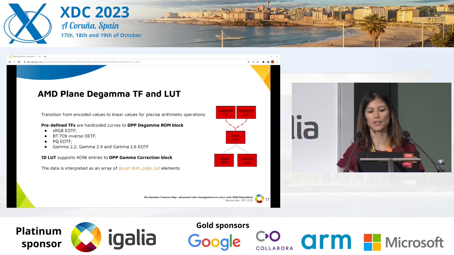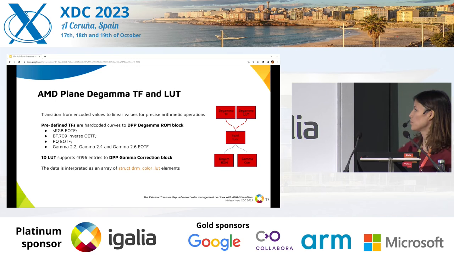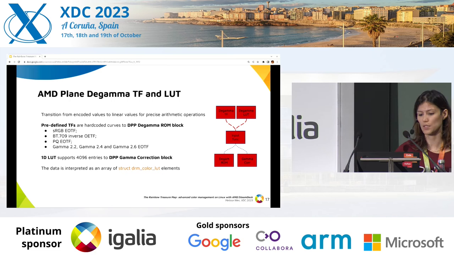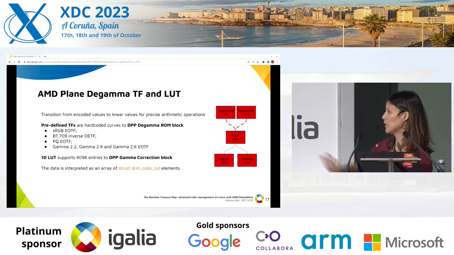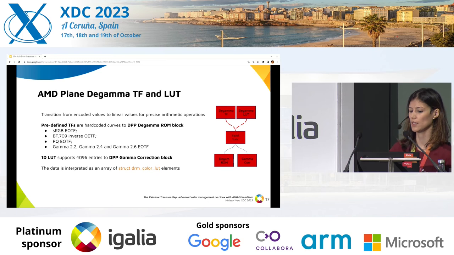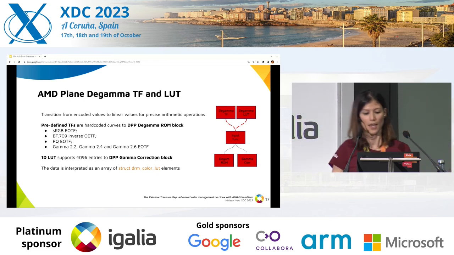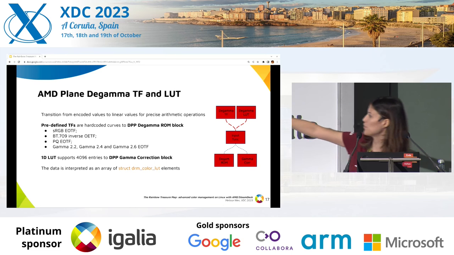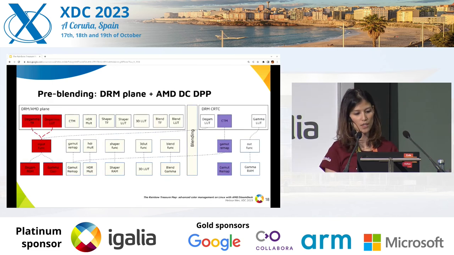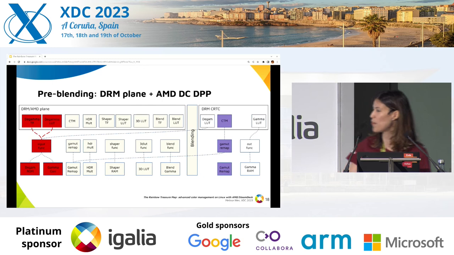So the predefined transfer function is a hard-coded curve that goes to the DGAMMA ROM block. And this is the list of the transfer functions that the driver supports for this block. We also have a one-dimensional LUT that has the usual size of a 1D LUT in the DRM subsystem, that is 4096. And it's an array of DRM color LUT elements that goes to a different block in the hardware, the DPP gamma correction block. Then, finally, we have our first path unlocked.